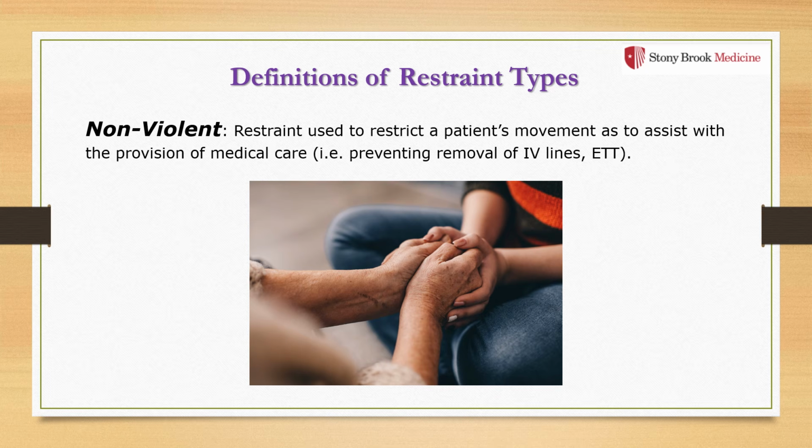Definitions of restraint types. Non-violent: restraint used to restrict a patient's movement to assist with the provision of medical care, i.e., a patient wants to remove their IV lines or grab an ET tube or pull at a PICC line or a PEG tube or a Foley. Those are non-violent reasons why we would restrain a patient.